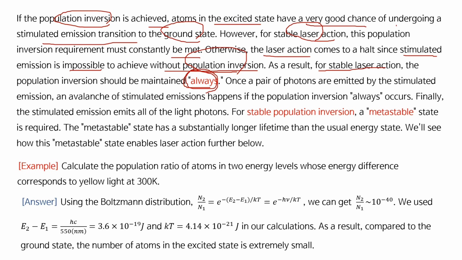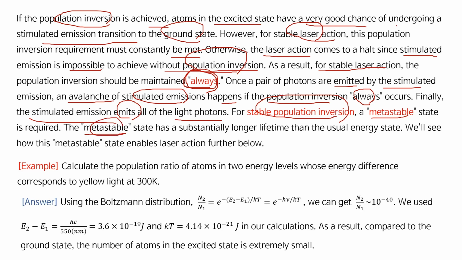Once a pair of photons are emitted by the stimulated emission, an avalanche of stimulated emission happens if population inversion always occurs. Finally, the stimulated emission emits all of the light photons. For stable population inversion, a metastable state is required. The metastable state has substantially longer lifetime than the usual energy state. We will see how this metastable state enables laser action further below.